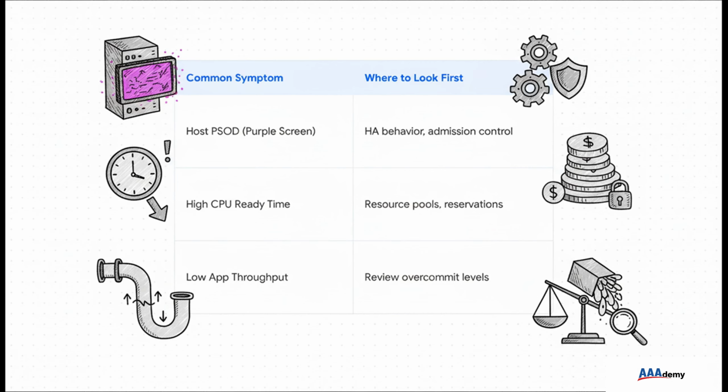Are you seeing high CPU ready time, making your app sluggish? That's a classic sign of contention. Go straight to your resource pools and reservations. It's all about connecting that symptom directly to the most likely source.